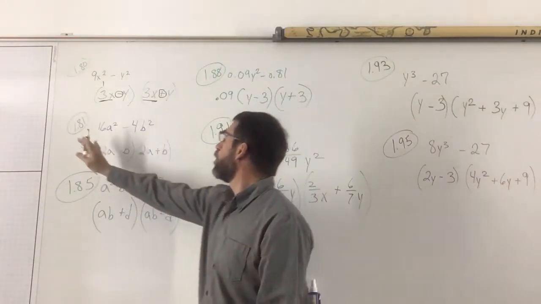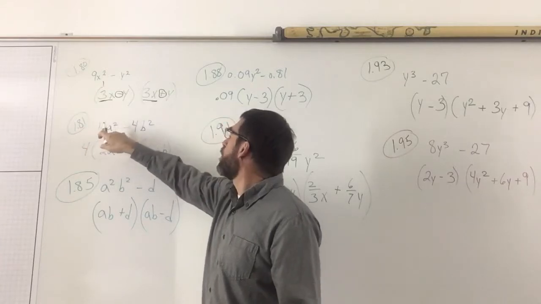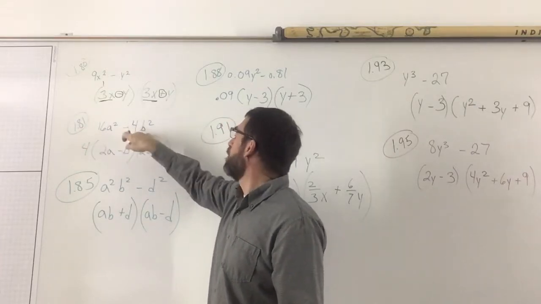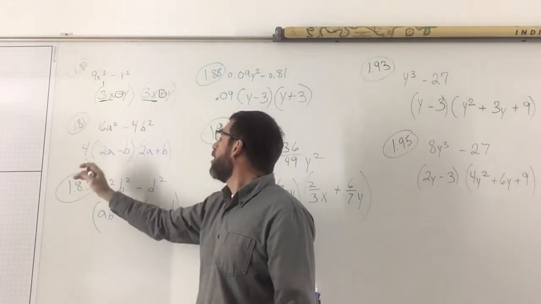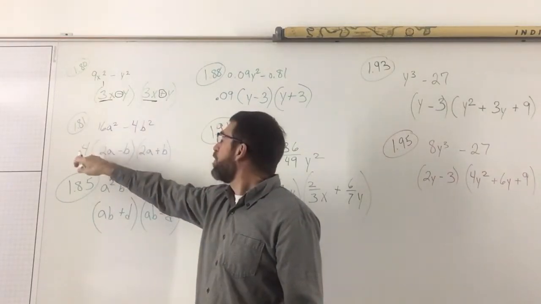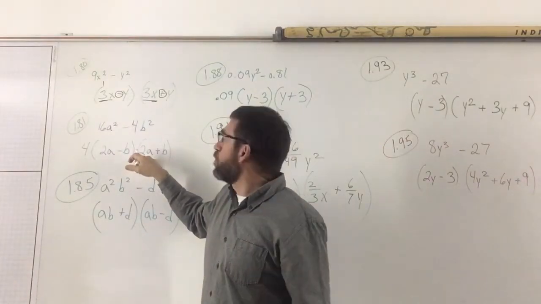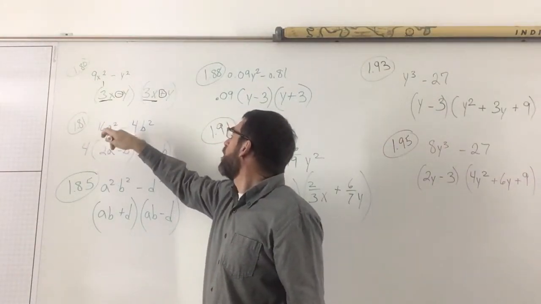So that 4 is just off to the side. That left me with 4a squared minus b squared, or negative b squared. You see, I took a 4 out. So this 4 here, I broke him in half. I made a 2a and a 2a. The square root of 4 is 2. And then I had a b.